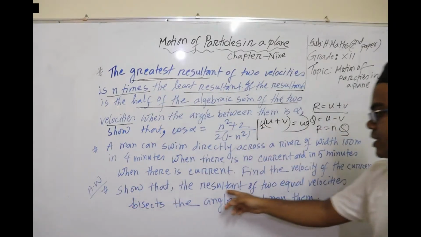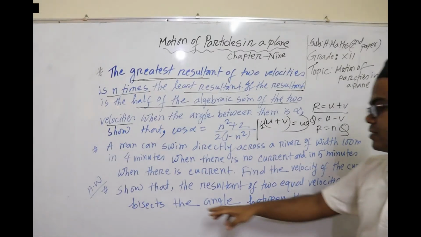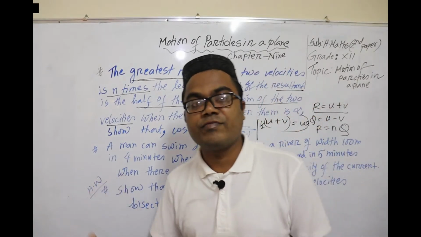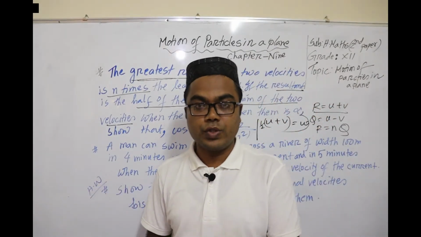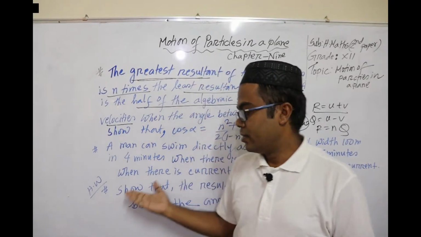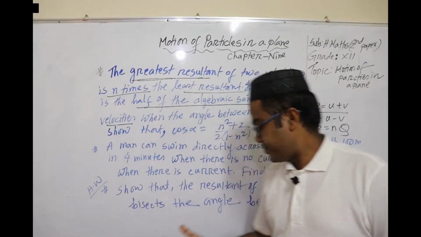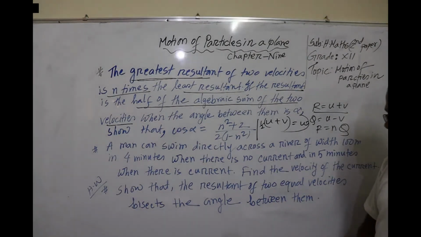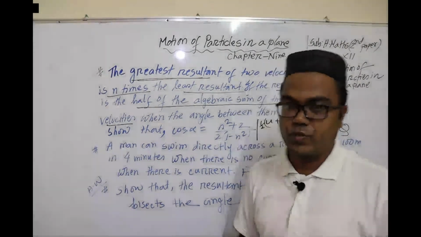Number three: show that the resultant of two equal velocities bisects the angle between them. In the previous class I discussed this one. When you consider the velocities are equal, I mean u equals u, that time you will get the resultant of two equal velocities. The angle bisects the angle between them, means alpha by 2 you will get.